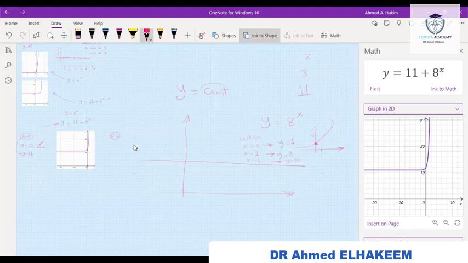I will add the constant, which is 11, to this function. What will happen? This function will be shifted up. Understand? So this shift is in which direction? Vertical direction, right? Because it's shifting in the direction of y. So when I add a constant to a function, the shift will be upward, in the vertical direction.